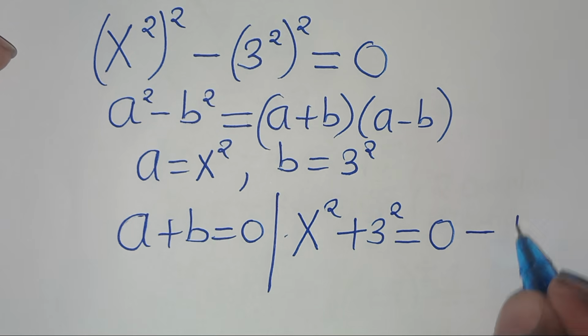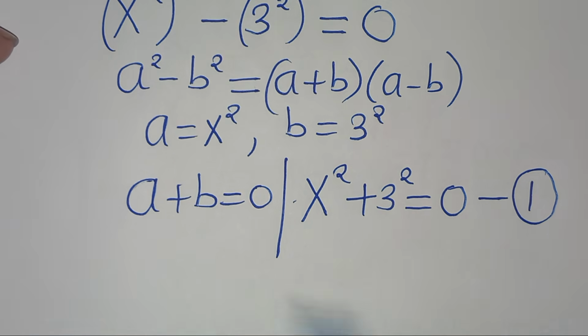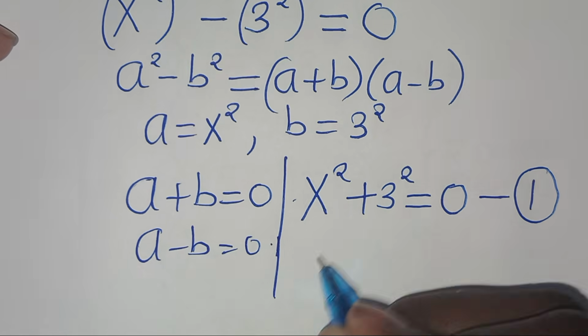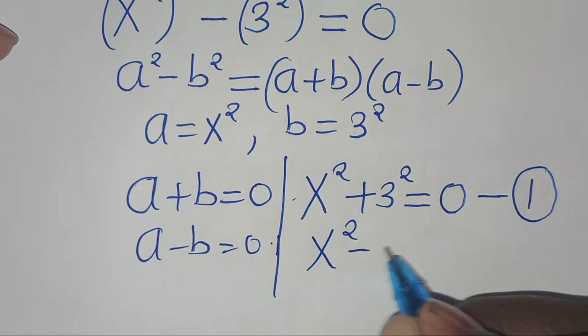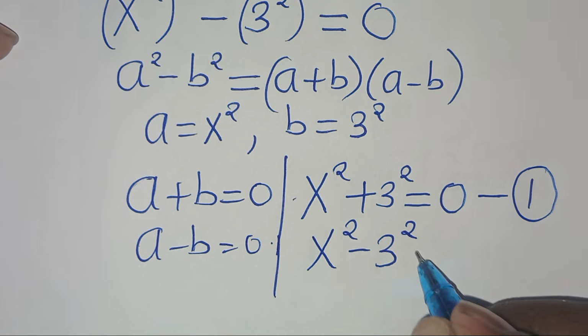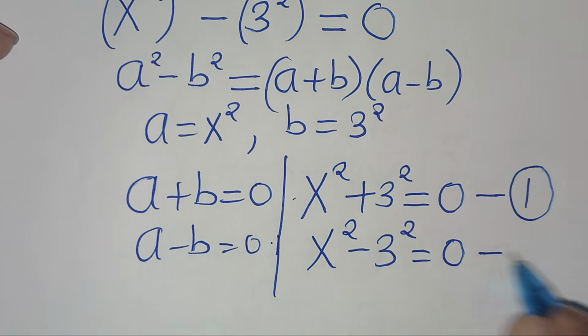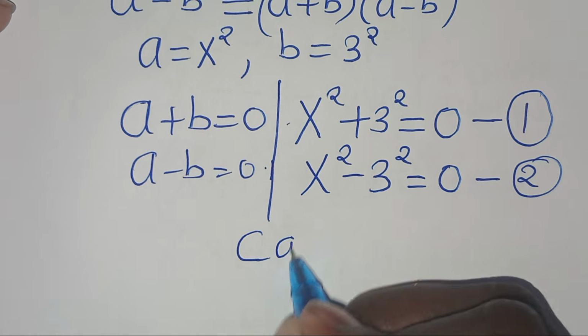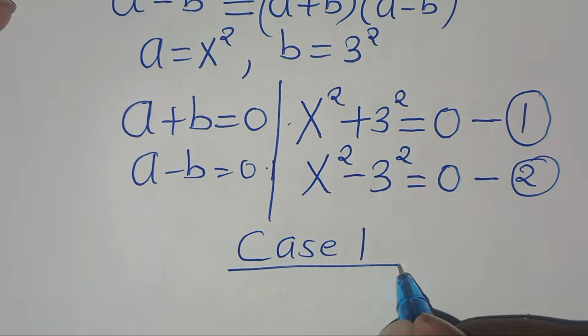Let's call this case 1. And we have that a subtract b equal to 0. This is the same thing as x to the power of 2 subtract 3 to the power of 2 equal to 0. We can call this case 2. Now let's start with case 1 from here.